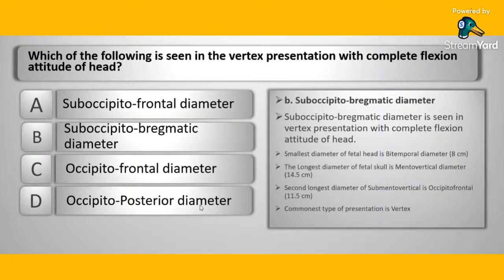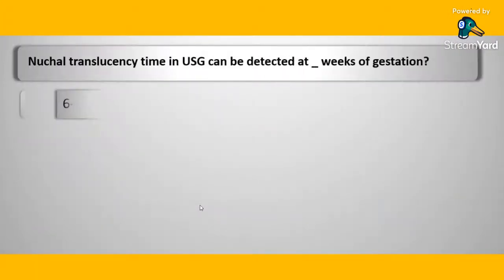The smallest fetal diameter in head is bitemporal diameter. The longest diameter of fetal skull is mentovertical diameter, 14.5 centimeter. Second longest diameter is submentovertical. The commonest type of presentation is vertex. So the correct answer is suboccipitobregmatic.